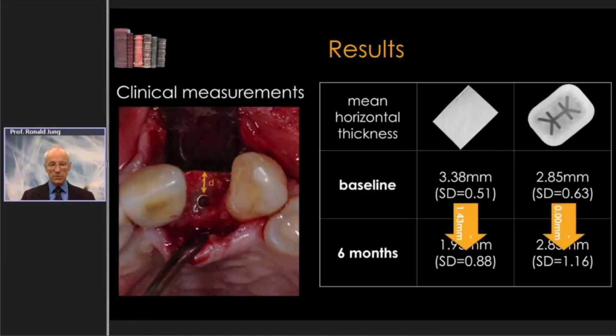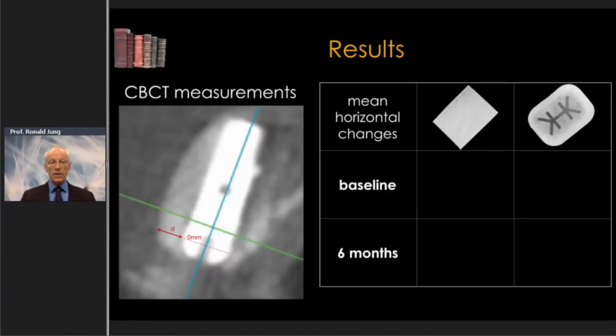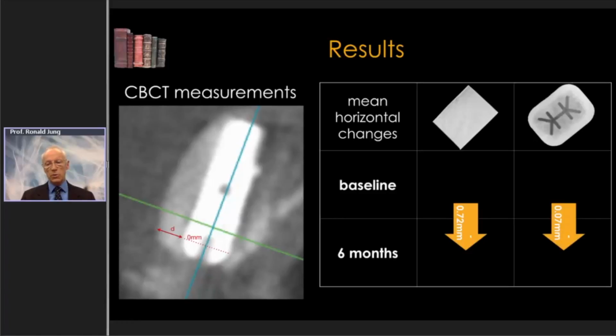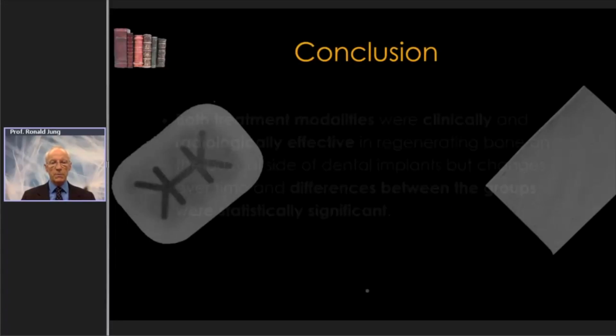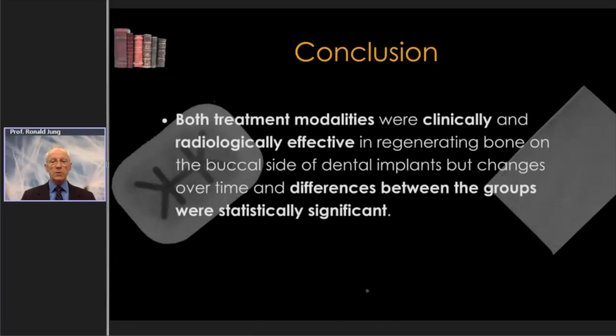Looking at the CBCTs at the same time points, the investigators found a loss of 0.72 millimeters for the collagen group and only a loss of 0.1 millimeter for the EPTFE group. So, the investigators concluded both treatment modalities were clinically and radiologically effective in regenerating bone on the buccal side of dental implants, but changes over time and differences between the groups were statistically significant.